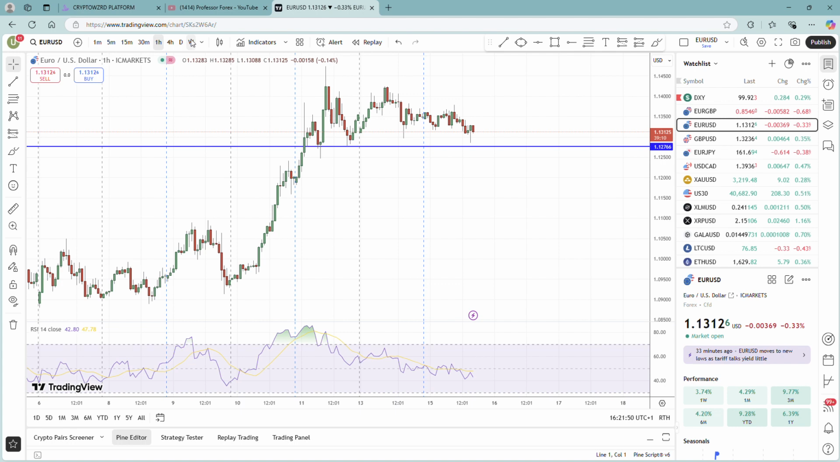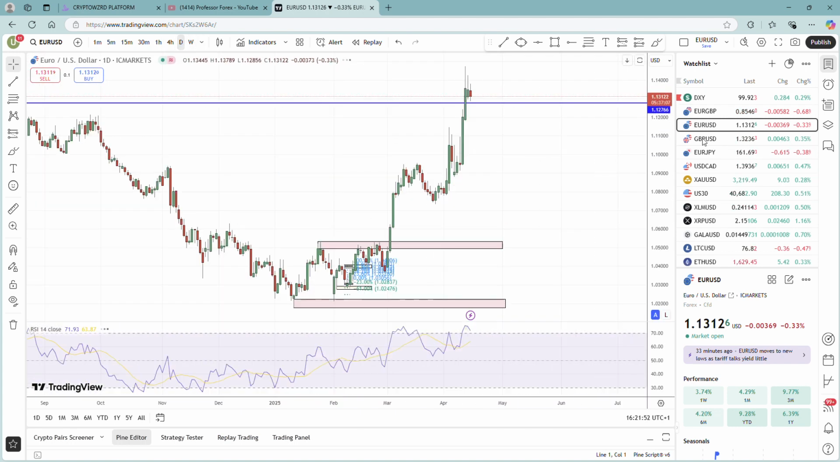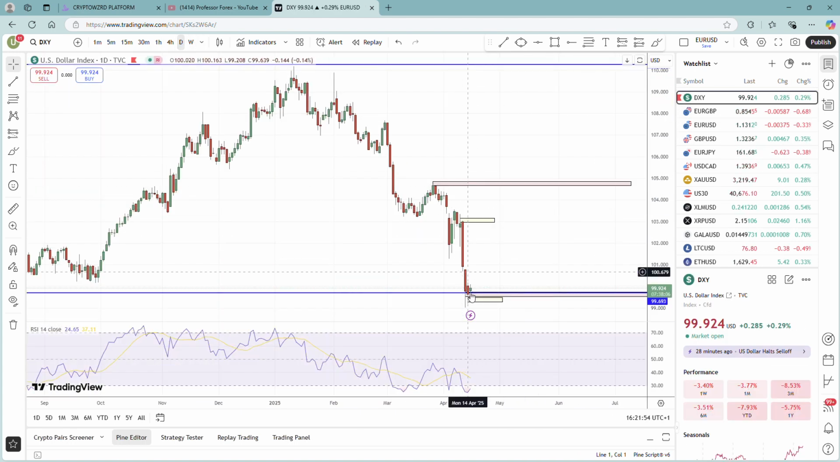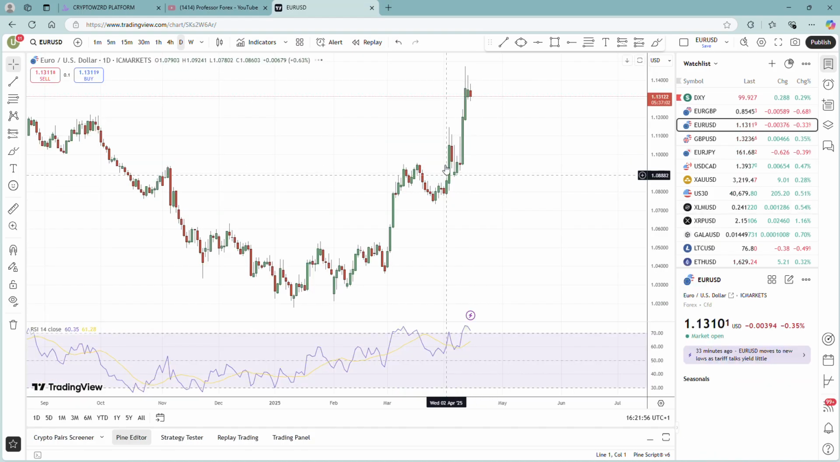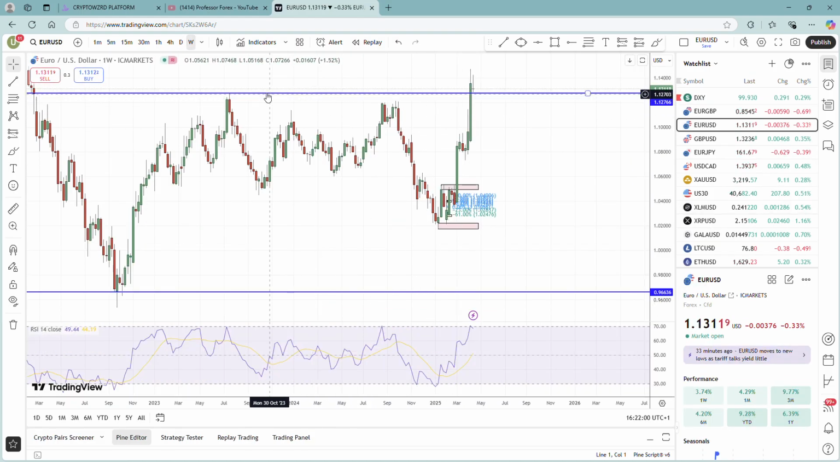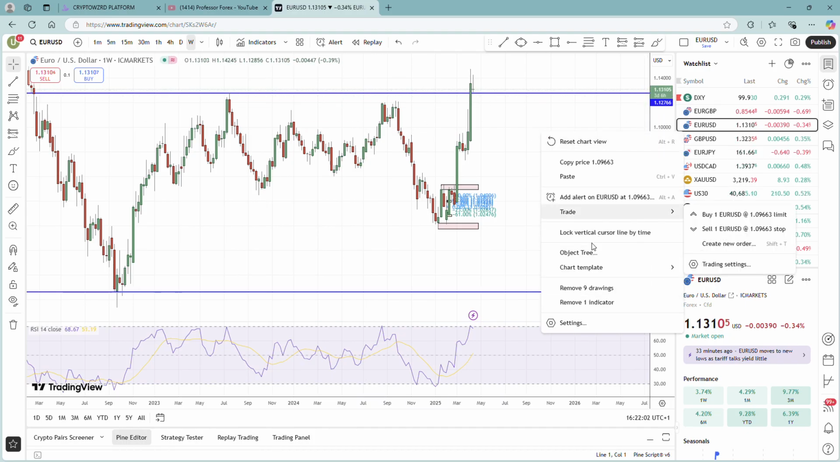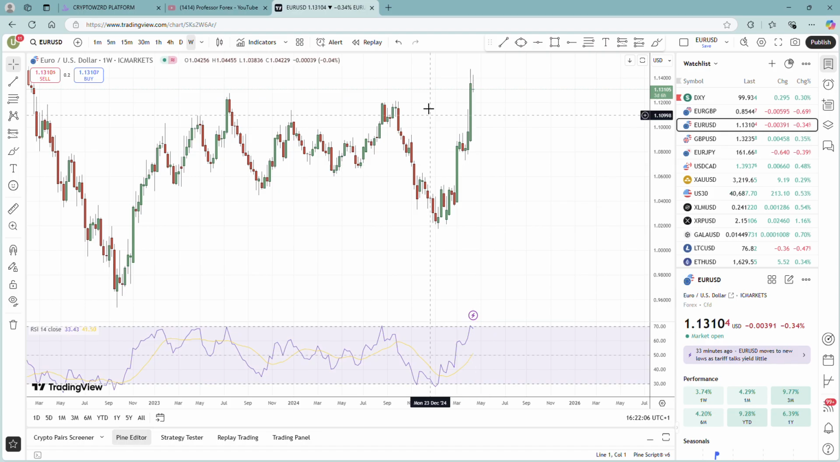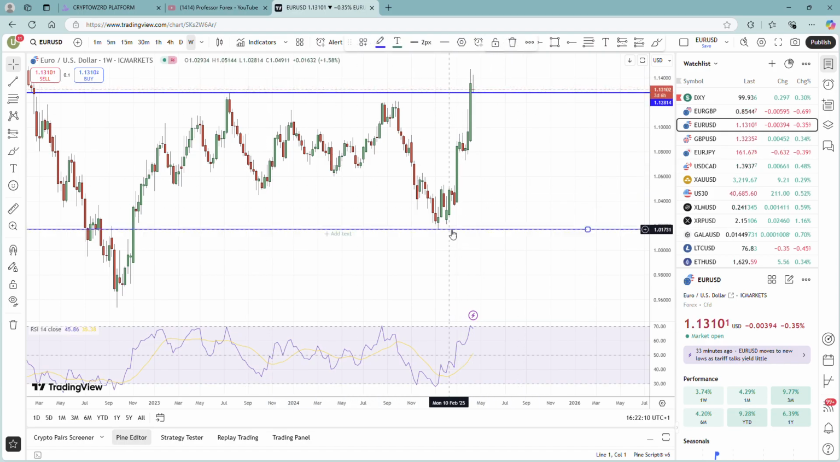Let's look at EURUSD now. So remember, if we look at the DXY, remember DXY was at resistance, so I expect EURUSD to be at support, which it is. This is an old weekly level. So let's start from scratch. Here you can see there's a weekly resistance, so that'll stay as it is.